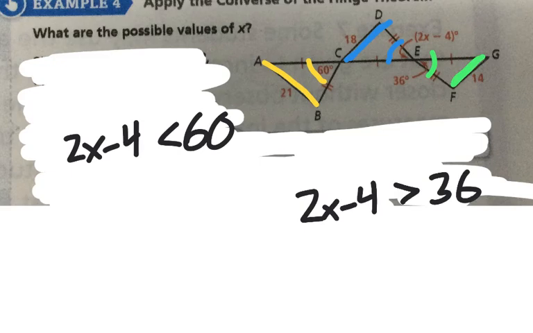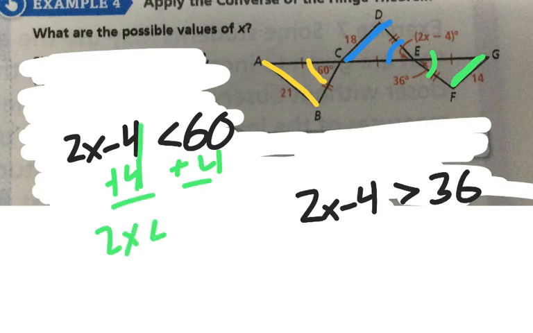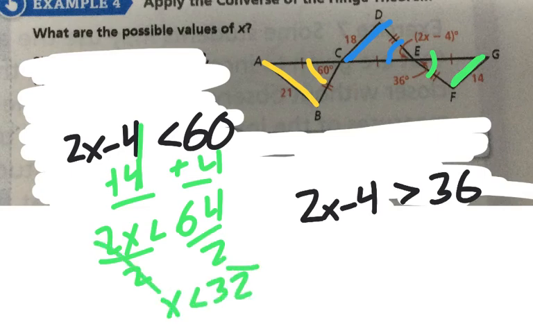So I'm narrowing in on what x must be. It must be something between these 2 inequalities. So we're going to solve both of them. With this one we add 4. That tells me 2x must be less than 64. I divide by 2. That tells me that x has to be less than 32. So the x value must be smaller than 32.